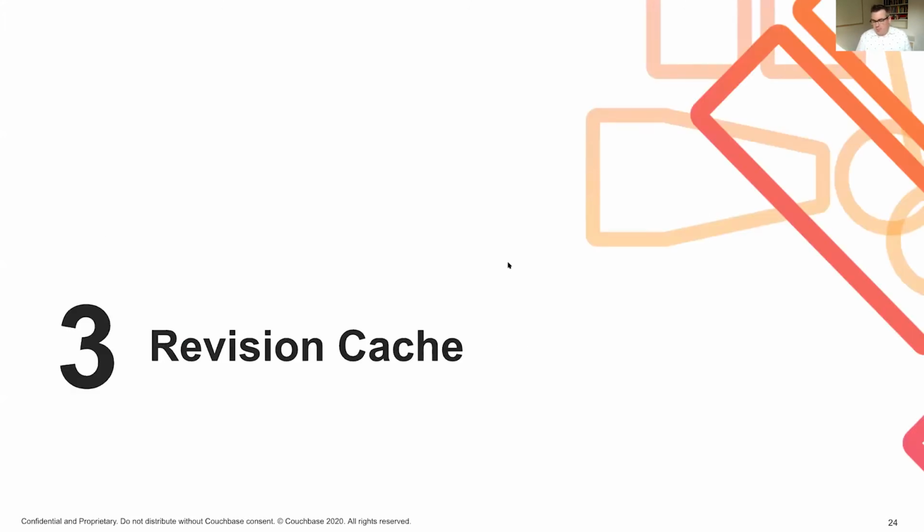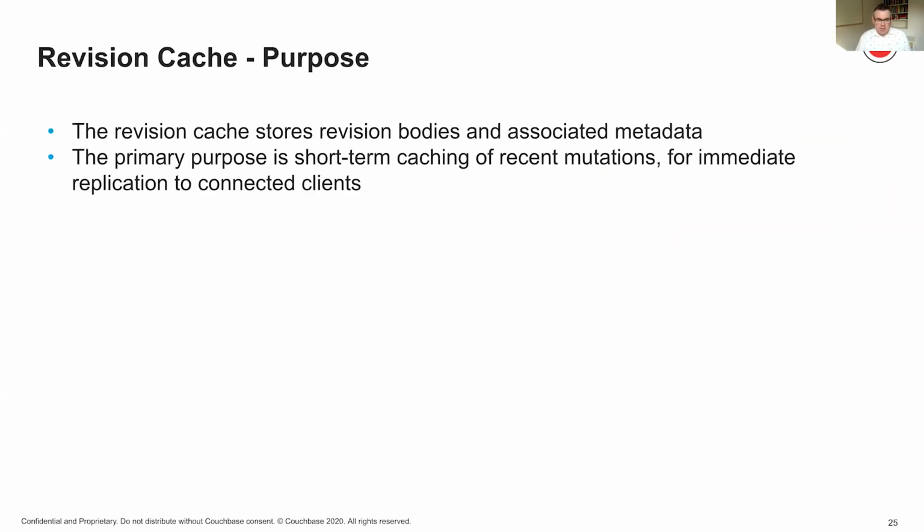So that provides you some guidelines about how to tune the channel cache, which is kind of a key performance determining factor for replication. I think the second one is Sync Gateway's revision cache. So let's talk about what that's used for. The revision cache, unlike the channel cache, is storing revision bodies themselves and their associated metadata. So the primary purpose here is short-term caching of recent mutations for immediate replication to connected clients.